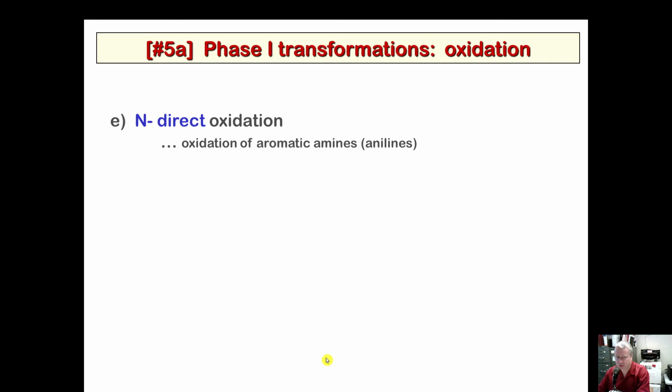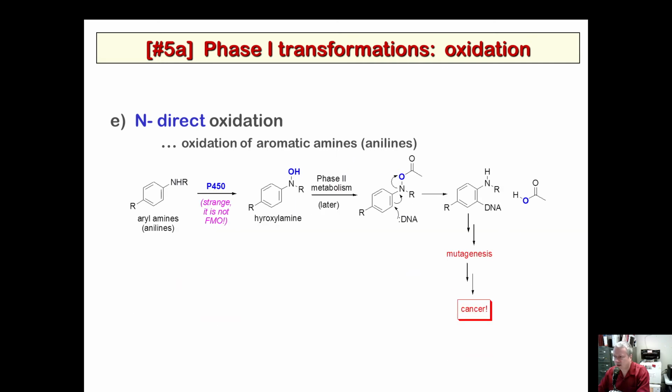Okay, what about aromatic amines, which are also called anilines, right? Aromatic amines are called anilines. Can we do a direct oxidation of them? The answer is yes. So one interesting thing is this is actually not done by FMO. This is done by cytochrome P450. Unusual because most of the N oxidations and S oxidations are all done by FMO. But anyway, that makes a hydroxylamine, so the direct oxidation of the nitrogen.